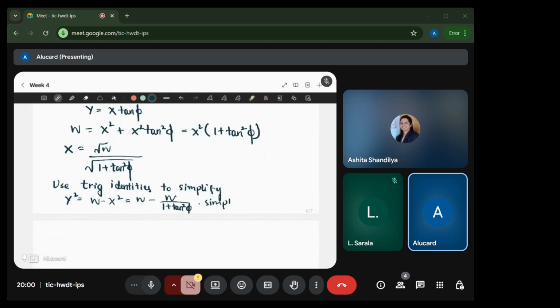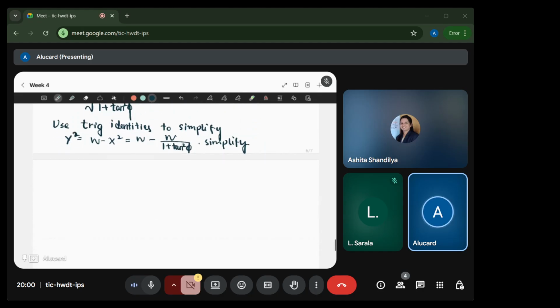Again simplify and write the answer in terms of, so this is y square, you'll have to take the square root after simplification. Now you see that there is a square root of w, so all that's left is to find out whether x is square root of w sine phi or cos phi, and whether y is square root of w sine phi or cos phi. That part I'll leave it to you.